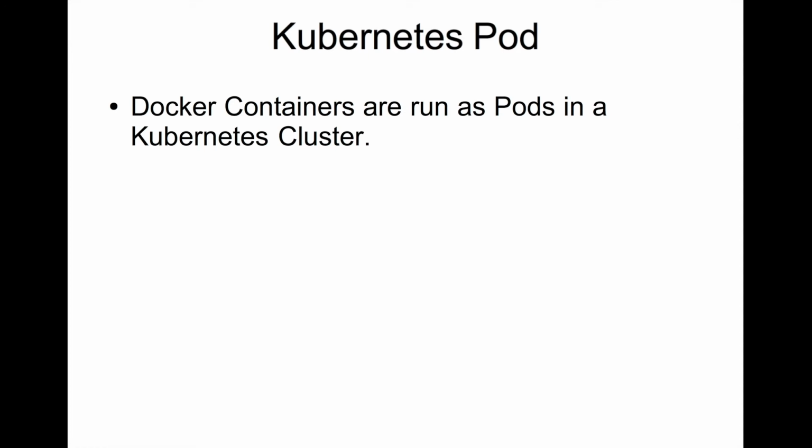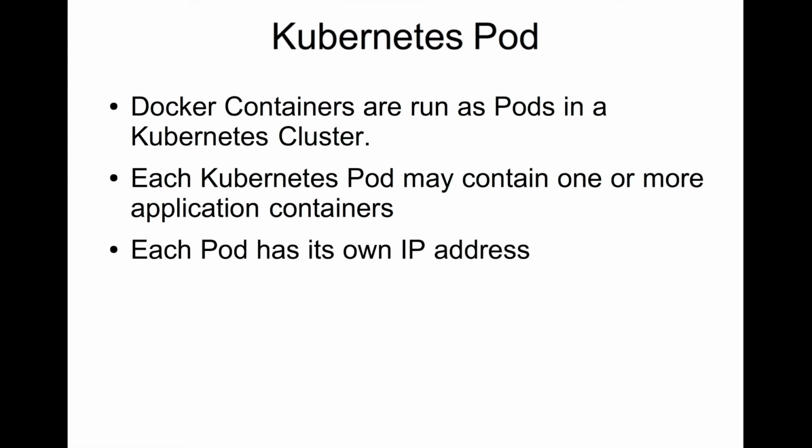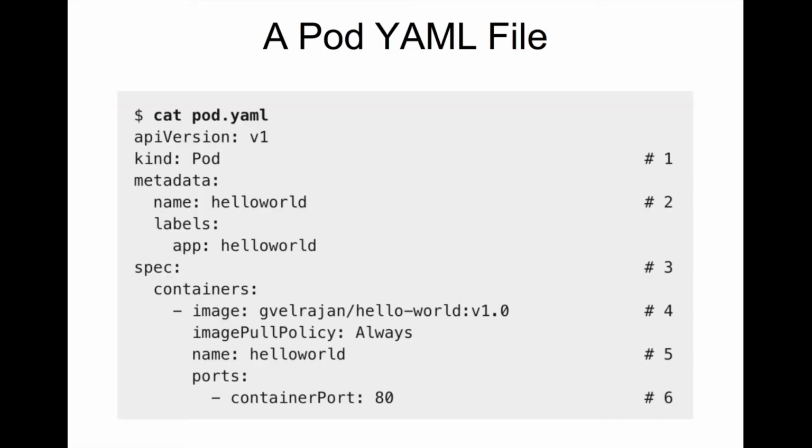Docker containers are run as pods in a Kubernetes cluster. Each Kubernetes pod may contain one or more application containers that share the same storage volume. Each pod has its own IP address. Each pod has its own storage volume. The instruction to Kubernetes on how to create a pod are specified in a Pod YAML file.